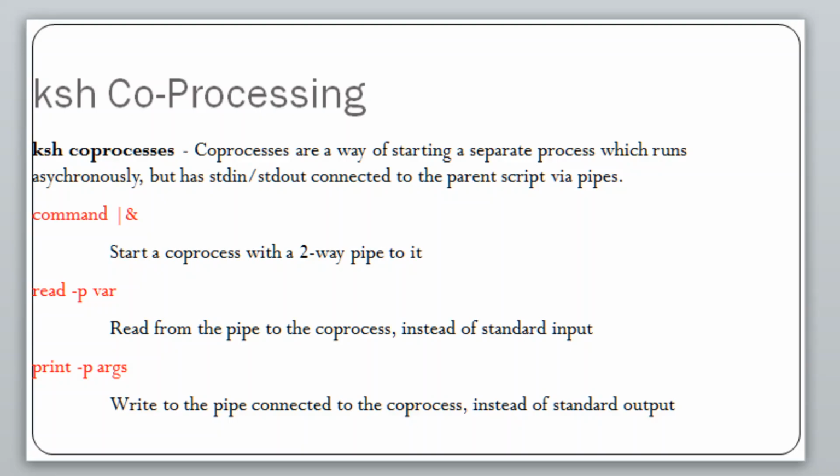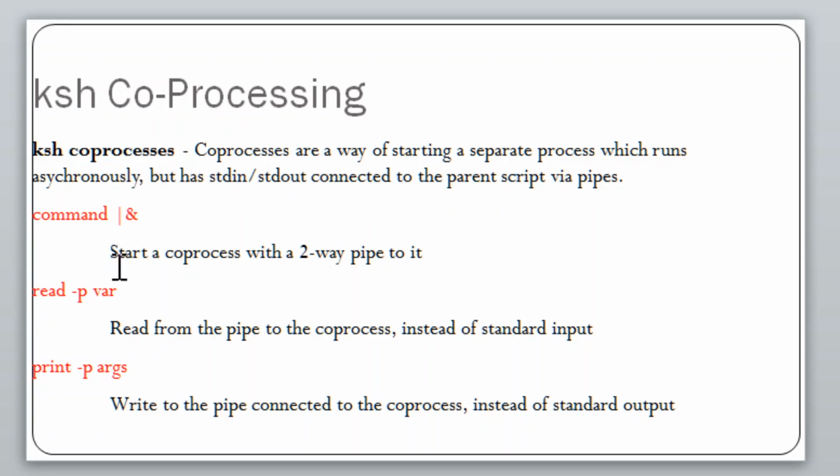Let's go ahead and talk about K-shell coprocessing. This is something that's fairly new, and probably something that you won't be using too often, but we do want you to be familiar with it. So K-shell coprocesses are a way of starting a separate process which runs asynchronously, but has standard in and standard out connected to the parent script via pipes.